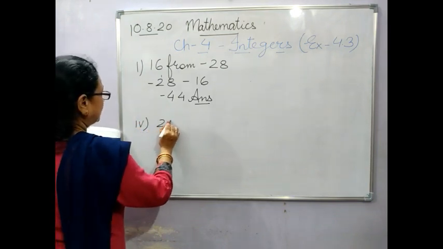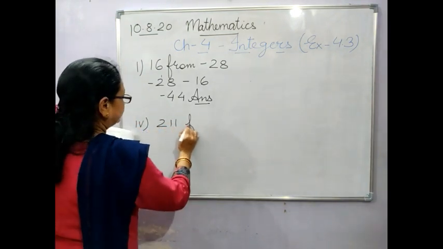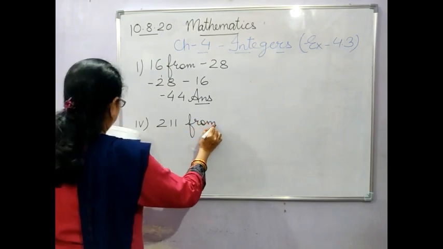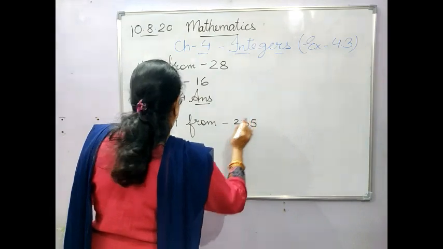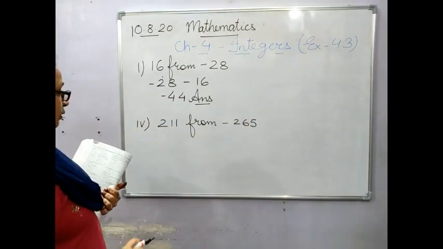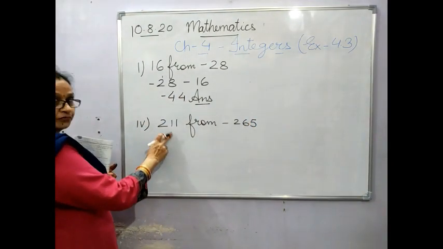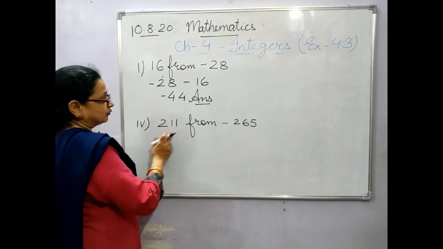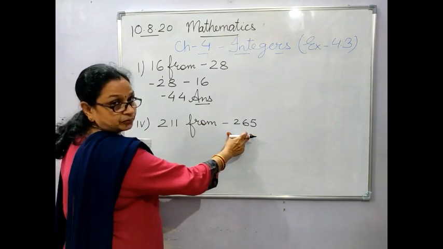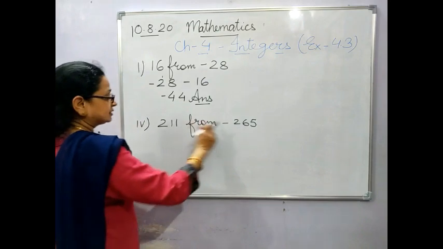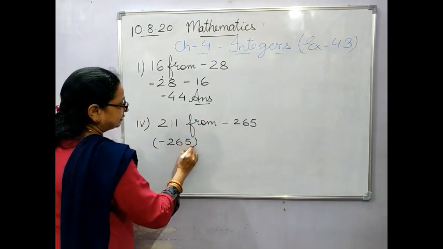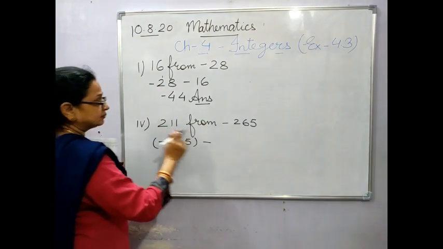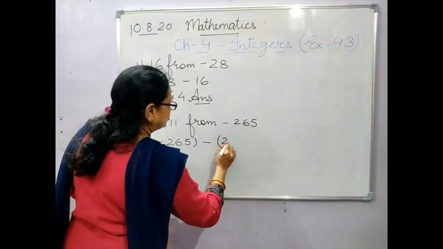It is 211 from minus 265. Okay. Now in this again you will form the expression. In this you will subtract this number from this. So form the expression. This is minus 265. You have to subtract this number, so it is 211.